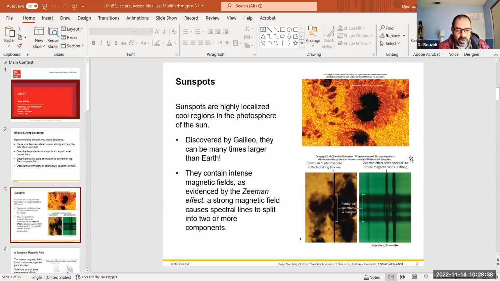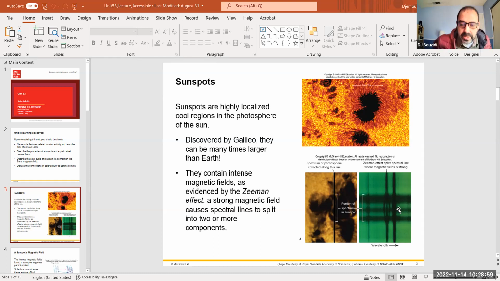It was Galileo who was one of the first people to note the sunspots on the sun, and he thought that they were clouds. Of course, they were not clouds. Later on, other examinations determined that they are actually regions of strong magnetic field. And how do we know that? We know that from the Zeeman effect.